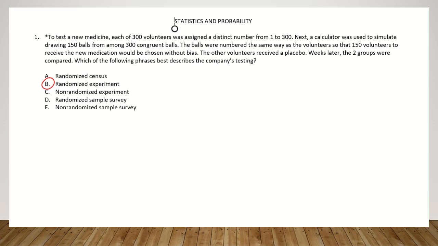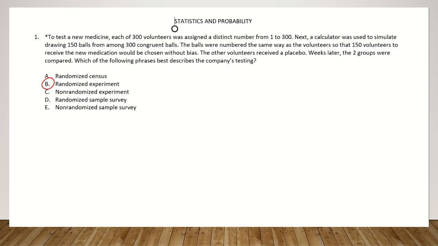So when we're looking at this, you have randomized versus non-randomized as the first choices. Non-randomized is if people are assigned to the groups specifically. Randomized is what we have here: they're randomly assigned, so balls were drawn, and that made it random.